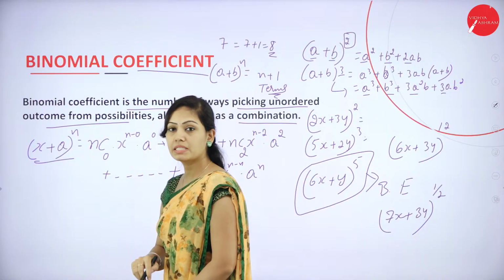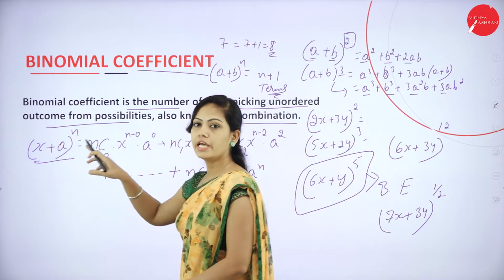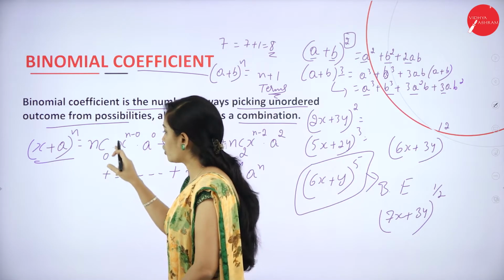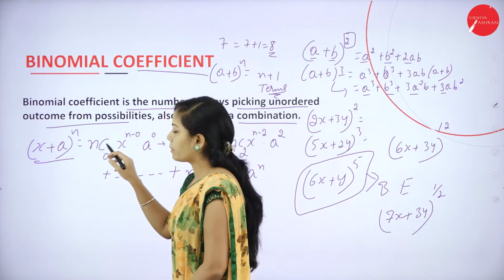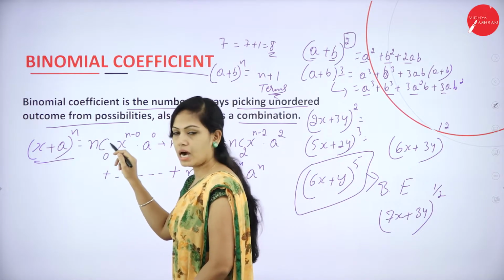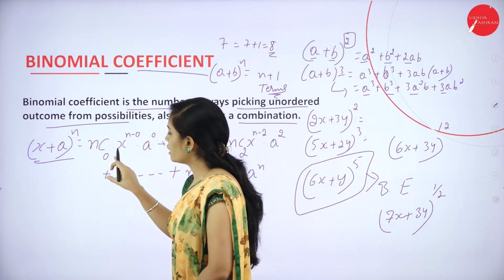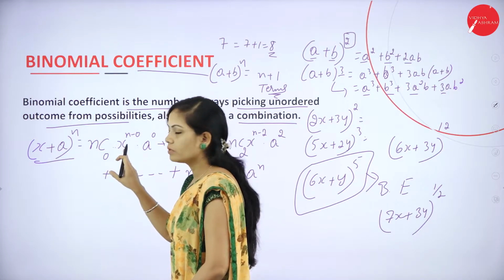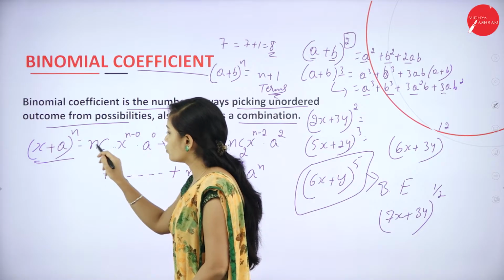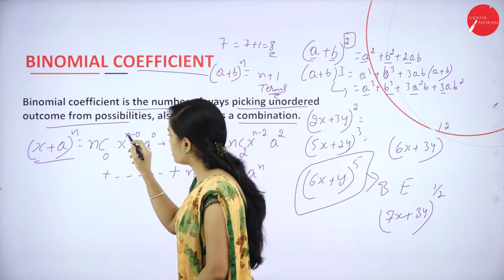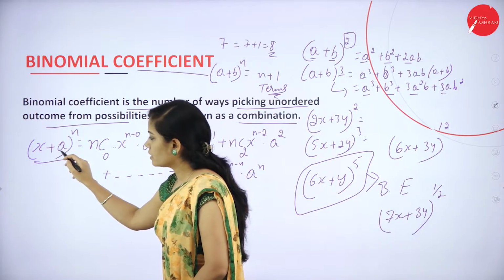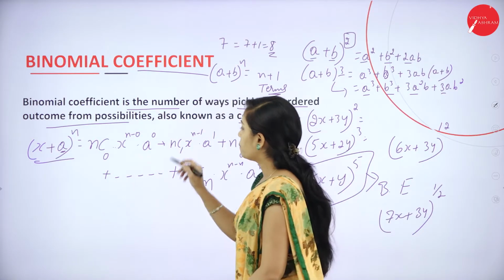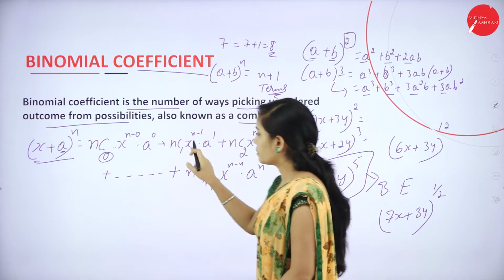Here we have (x + a) whole power n. If your power value is n, you will get n plus 1 terms. And I will expand this by using combination formula NC0. So I am applying combination formula NCR. So in place of r, I will start from initial value 0. NC0 into x value power n minus 0. So the difference of this is n minus 0 into a power 0. I will start from initial value 0, which is incremented by 1.